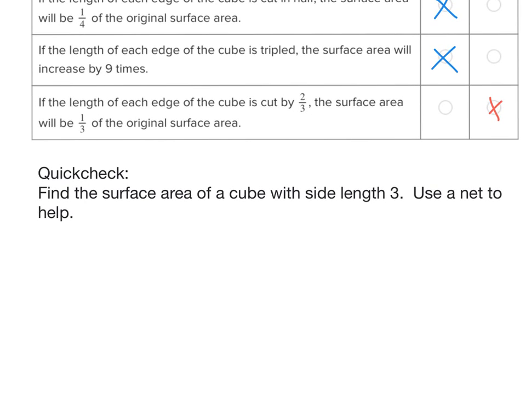Now it's your turn. The quick check: find the surface area of a cube with side length 3. Use a net to help. You have to draw the net to get this checked off. Good luck. See you soon.